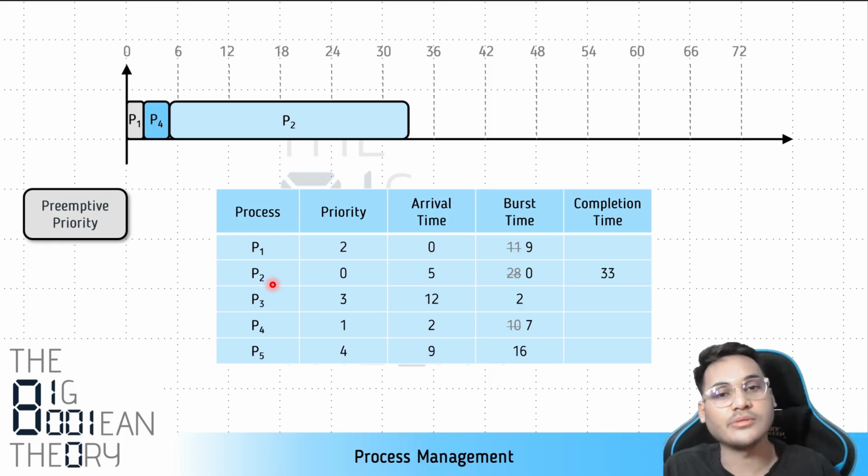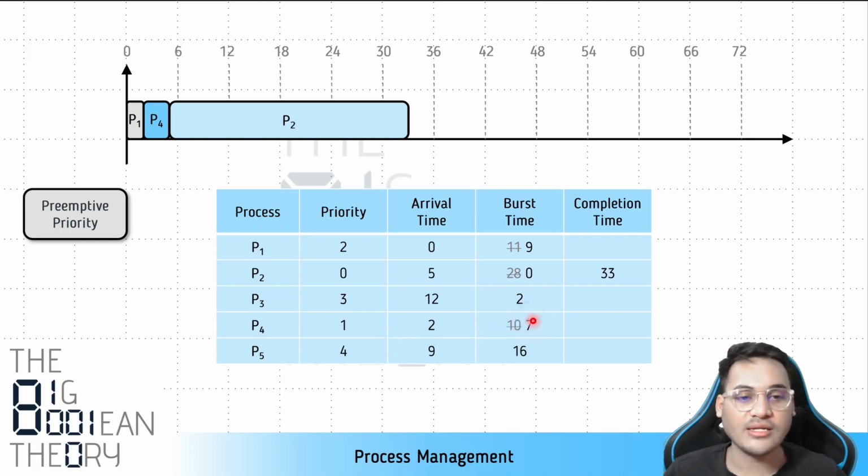That change won't happen. So let's see what are the remaining processes: P1, P3, P4, P5. So process P2 is done. It had a priority of 0. So we'll next consider the process P4, which has the next higher priority, right? So P4 with a priority of 1 will go next. It has a remaining burst time of 7.